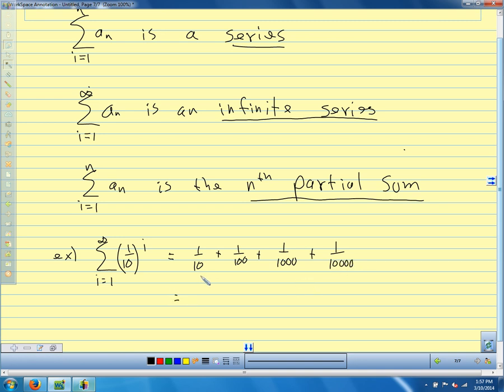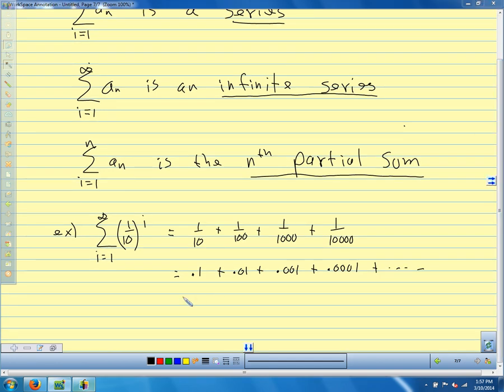How can we write this 1/10 as a decimal? 0.1. How about 1/100? 0.01 plus 0.001 plus 0.0001, and I'm going to keep going, plus dot dot dot. If I keep going with this pattern, what does this number turn into? 0.11111 dot dot dot. So this infinite series would sum to 0.11111.